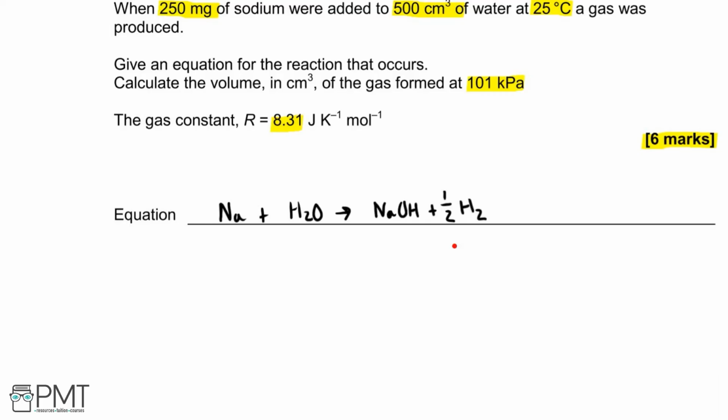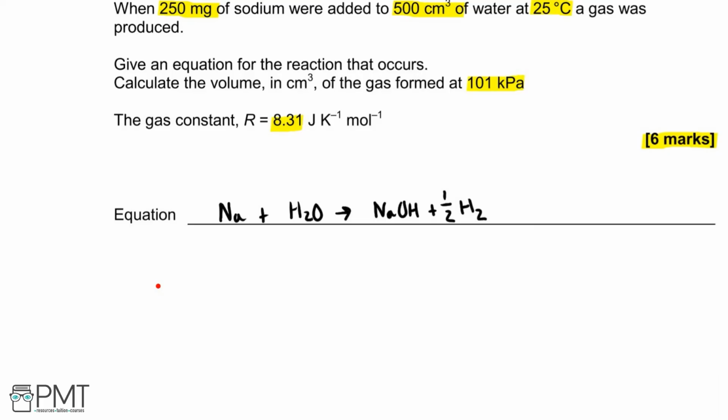Now we need to calculate the volume of the gas which forms at 101 kilopascals. The first thing we need to do for this, though, is to start calculating the moles of gas that are actually produced. Without knowing the amount of substance that we have of a gas, we can't calculate what volume that will take up at a certain temperature and pressure. So in order to do that, we're going to use our equation with the numbers we were given in the question to start working out the number of moles of gas.